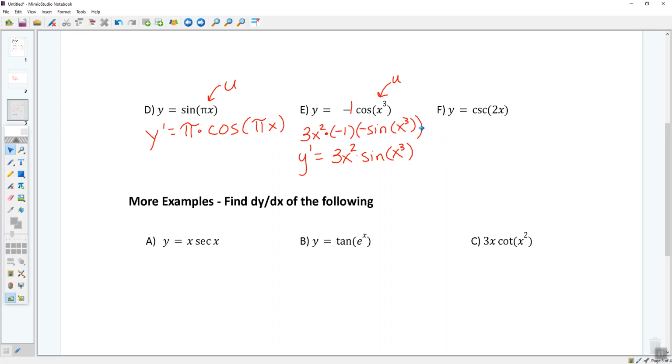Hey, you guys try F on your own, see what you get. Think about this.